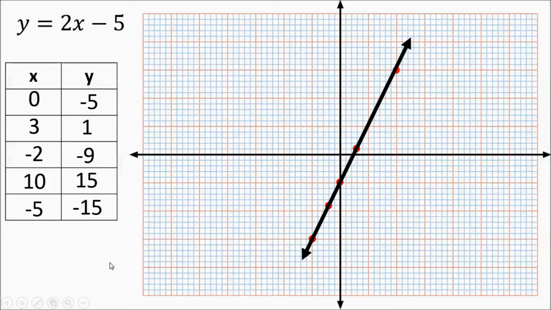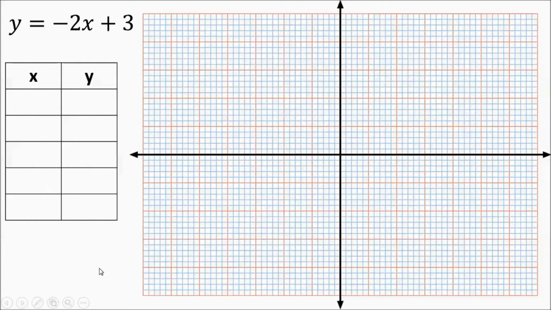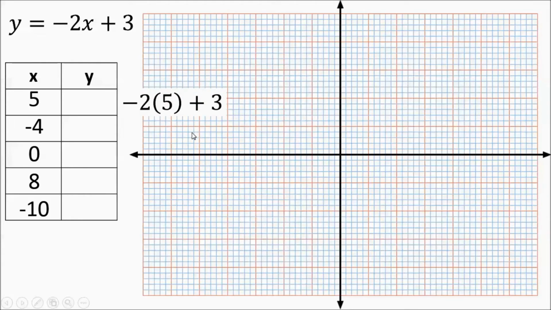We're going to do one more. We have y equaling -2x plus 3. Once again, I'm going to just make up some random x inputs. You always want to have 0 in there if you're making up your own inputs. So we have -2x plus 3. I'm going to plug in a 5 for x. So -2 times 5 is -10 plus 3, gives me a -7.